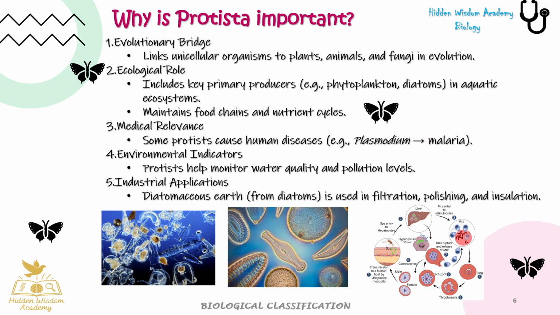Why is Protista important? 1. Evolutionary bridge. It links unicellular organisms to plants, animals, and fungi in evolution. 2. Ecological role includes key primary producers, for example, phytoplankton, diatoms, in aquatic ecosystems. Maintains food chains and nutrient cycles.